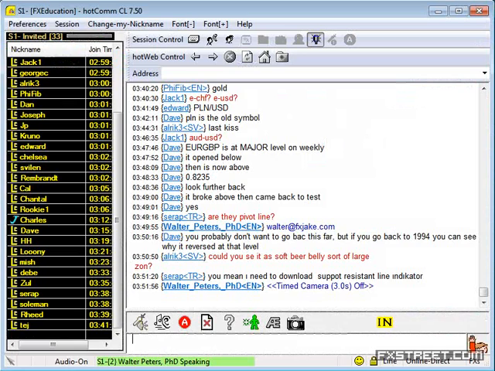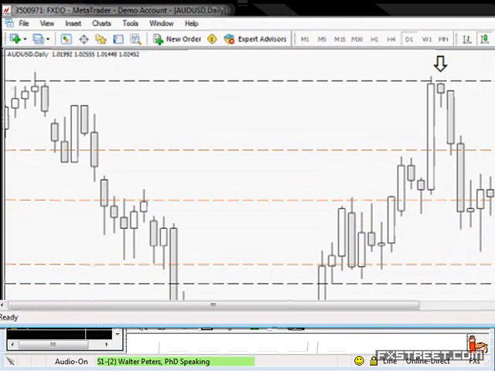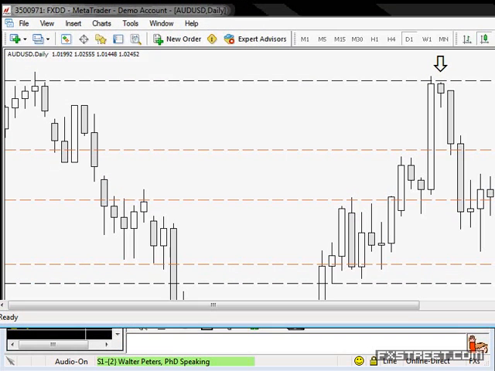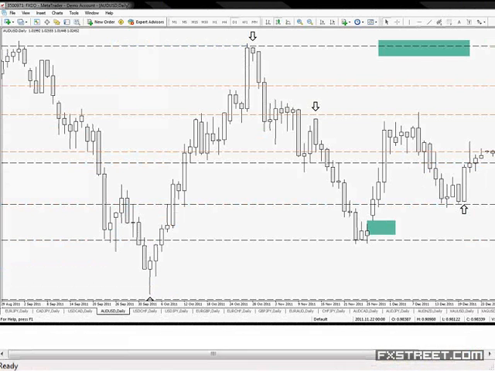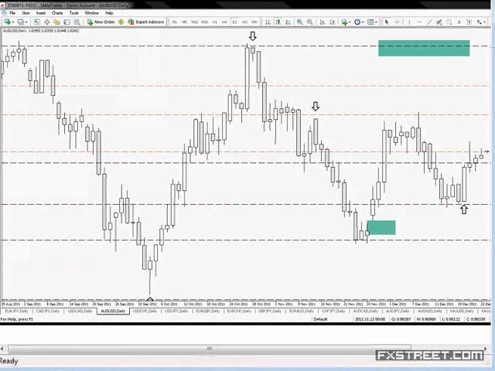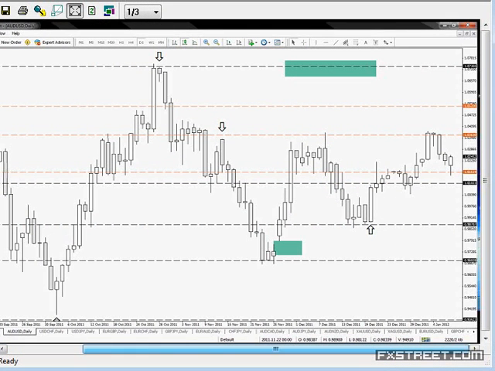I just took a picture of the Aussie. What I'm going to do is see if I can bring up an oil chart, because I know someone requested oil. Who wanted oil? Solman wanted oil. We'll talk about this Aussie chart here, and then we'll jump into oil.